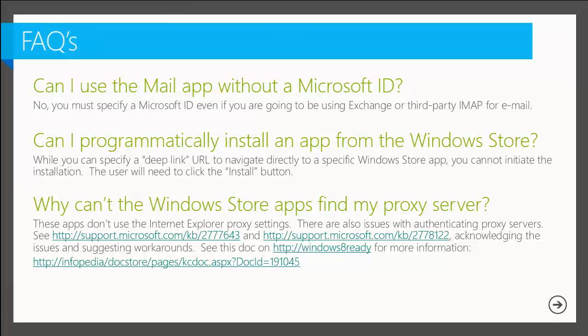If you're using an authenticating proxy server with Windows 8, you can run into some challenges with Windows 8 as well. There are a couple of KB articles that describe how to work around those issues. Basically, you need to whitelist some URLs to allow them through the proxy server without authentication. That's a known issue in Windows 8. That's something that we're working on to fix in the future.